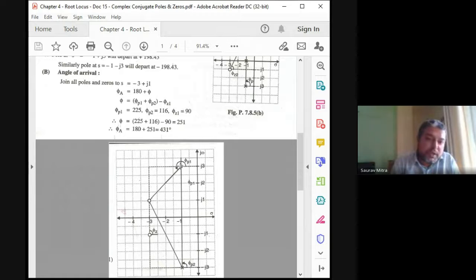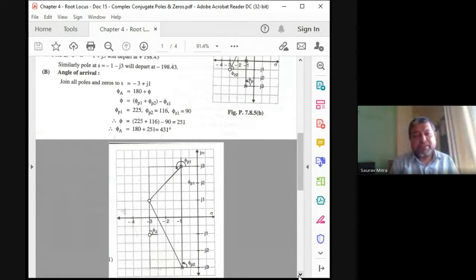So you have to connect this, and you can draw this. This is the angle of departure. That means whatever root locus is coming from here will leave this pole -1 plus 3j by making an angle of 198.43 degrees positive.